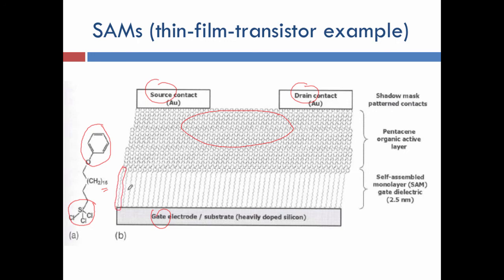All right, and when this bonds to the surface, there's a whole bunch of these that can form a well-ordered, although not a crystal, but a well-ordered monolayer on top of something like silicon. And then on top of that can be put organic electronic layers. So a molecule, for example, pentacene, which is an organic semiconductor, can be deposited on top using other methods. And then finally, a drain and a source can be applied.